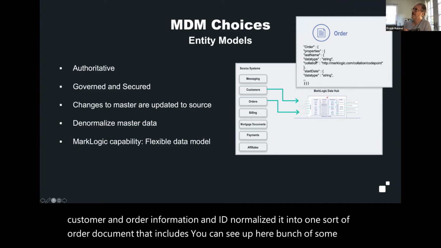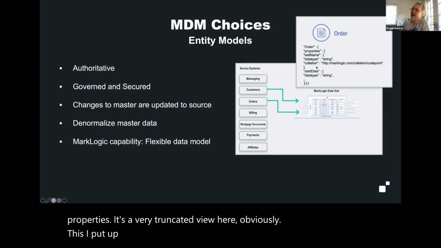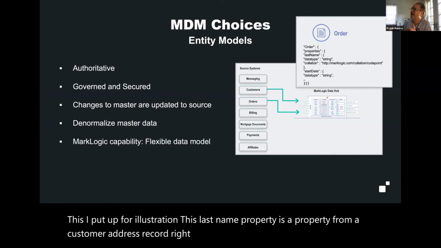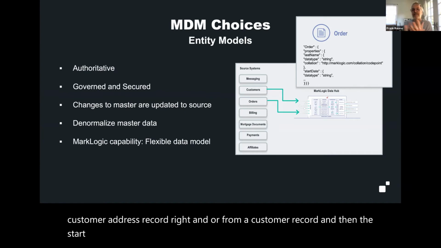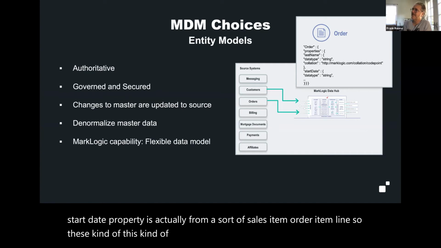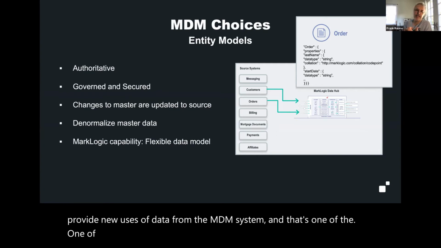It's a very truncated view here, obviously, but I put this up for illustration. This last name property is a property from a customer address record, or from a customer record. And then the start date property is actually from a sales item, an order item line. So this kind of denormalization and transformation can provide new uses of data from the MDM system. And that's one of the benefits that people look to get out of MDM, these new data uses.